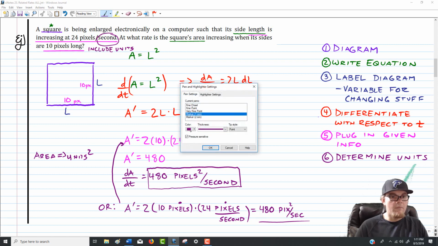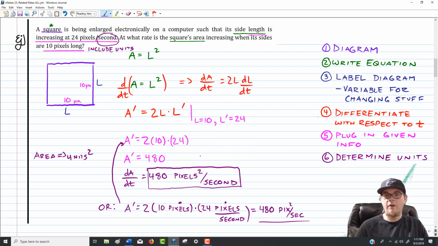Now with that said, it might be time to celebrate a little bit. We've actually just solved our first official related rates problem. We did that by drawing a quick little diagram. It wasn't super essential here, but it's nice to have that context of a picture. We then wrote an equation that connected all the elements that were changing. In this problem, it was the area of a square based on its side lengths. Then we labeled our diagram to get some context. Not as essential as it will be later, but still good.